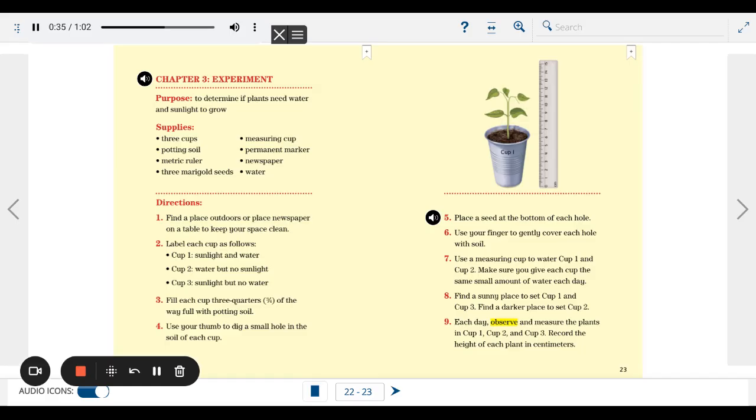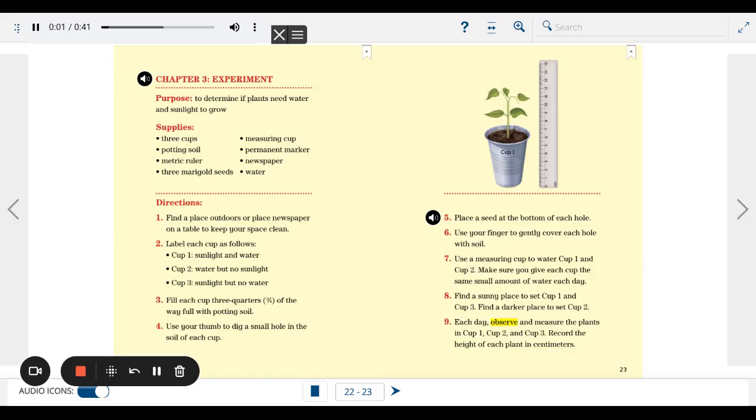2. Label each cup as follows: Cup 1, sunlight and water. Cup 2, water but no sunlight. Cup 3, sunlight but no water. 3. Fill each cup 3/4 of the way full with potting soil. 4. Use your thumb to dig a small hole in the soil of each cup.